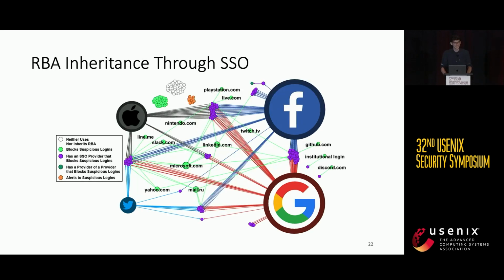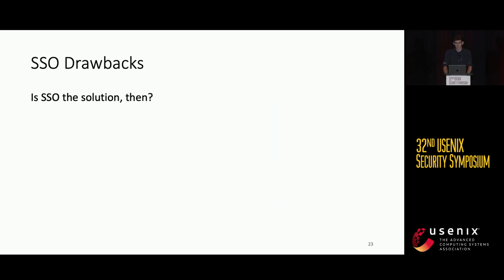And we see pretty much the exact same behavior for RBA. But so, is SSO the answer then? Is the solution to this problem just, sign up for SSO through one of those 4 providers whenever possible? And, well, no. There's a couple key drawbacks that need to be discussed. The first is that SSO presents a single point of failure. And so if you are using a single site's SSO for all of your accounts, then compromise of that one account gives an attacker access to every single one of your other accounts.